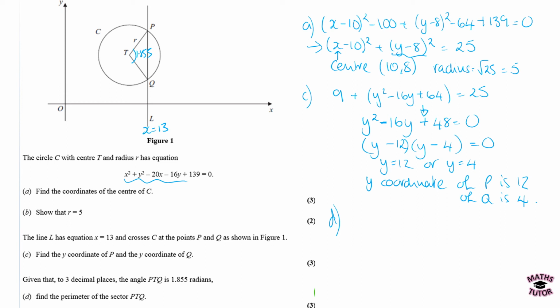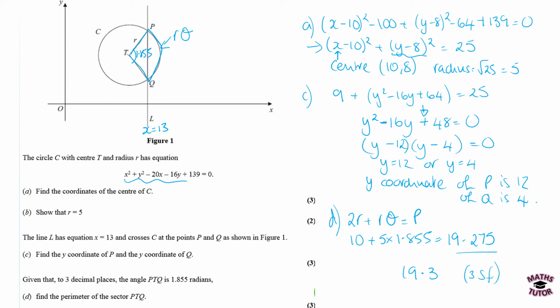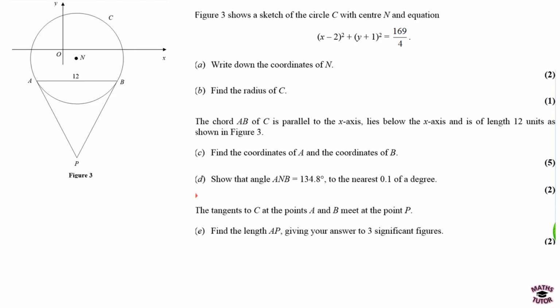So the perimeter is the radius, then the arc length plus another radius. So the radius is 5, so it's going to be 2r plus r theta is equal to the perimeter. The arc length, when we're in radians, is just r theta. So 2r is going to be 10 plus 5 times the angle 1.855. And that on our calculator is 19.275. So you could say that's 19.3 to 3 significant figures.